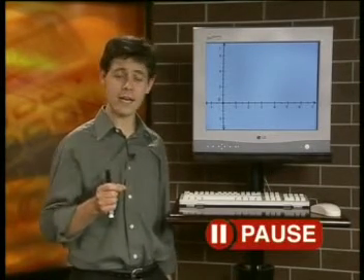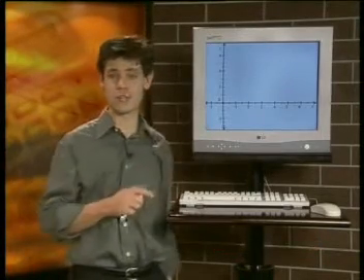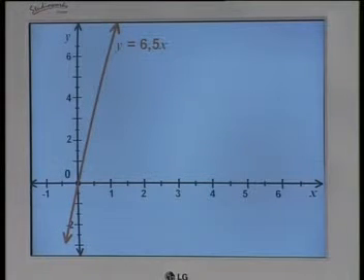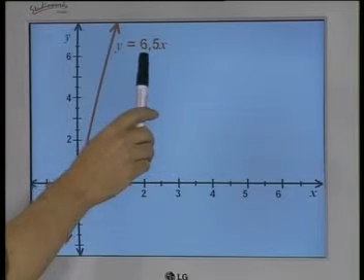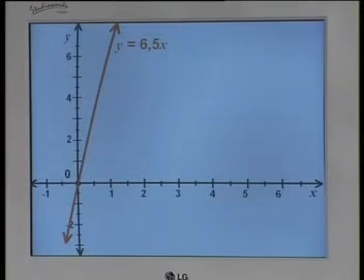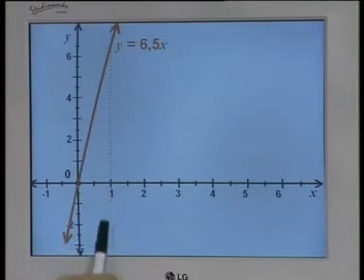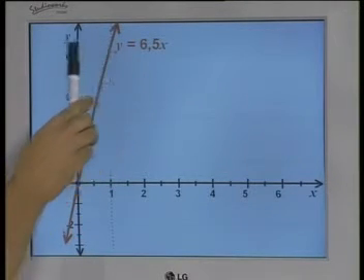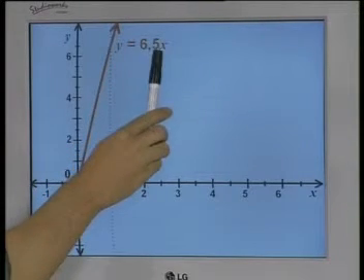Do you recall from grade 9 what shape these graphs should be? We're going to show them in this Cartesian plane over here. This is my first graph. There is the equation y equals 6,5x. Let's check that that is indeed the correct equation. When I put an input of 1, x equals 1, I can see that my output is 6,5. So indeed, y is equal to 6,5 multiplied by x.